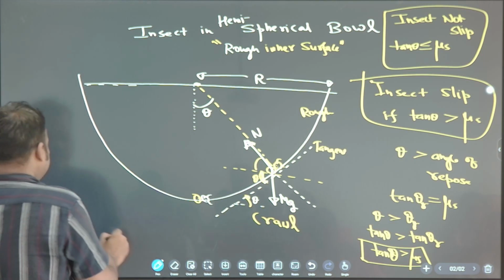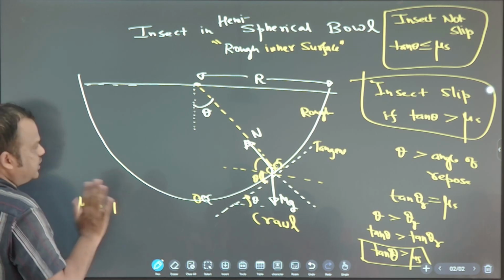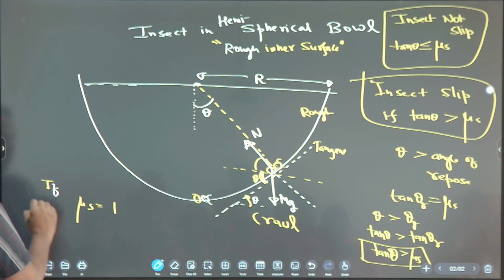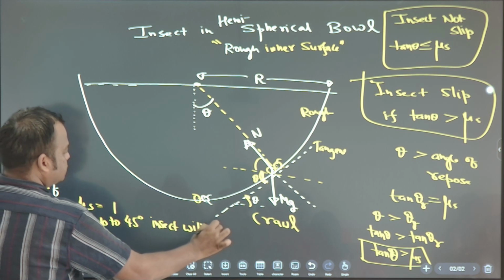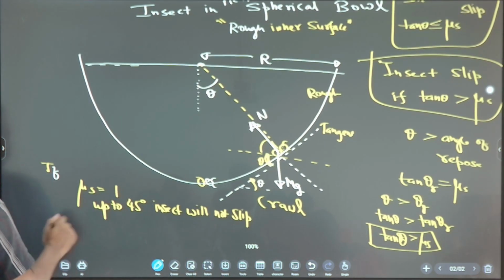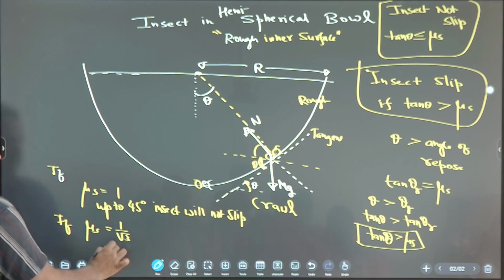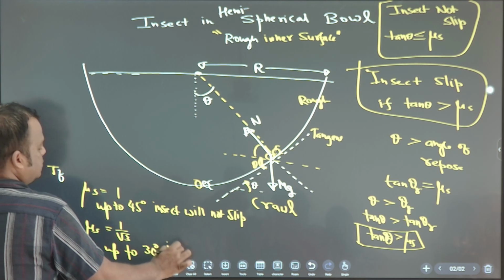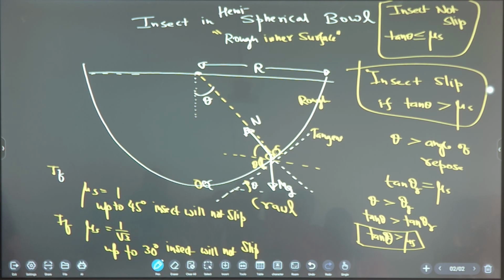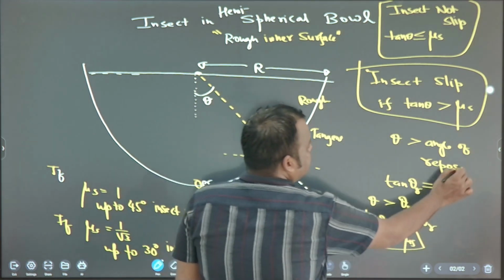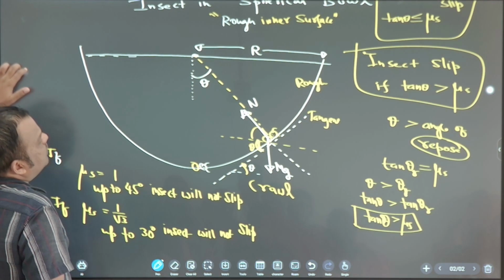Suppose I am saying the mu s value is 1. Can you tell me up to what angle it will not slip? 45 degree. Very good. So if mu s is 1, up to 45 degree the insect will not slip. Similarly, if mu s is 1 by root 3, that means up to 30 degree the insect will not slip. So that is the angle of repose, or repose angle. Okay, clear? Now calculate the height.